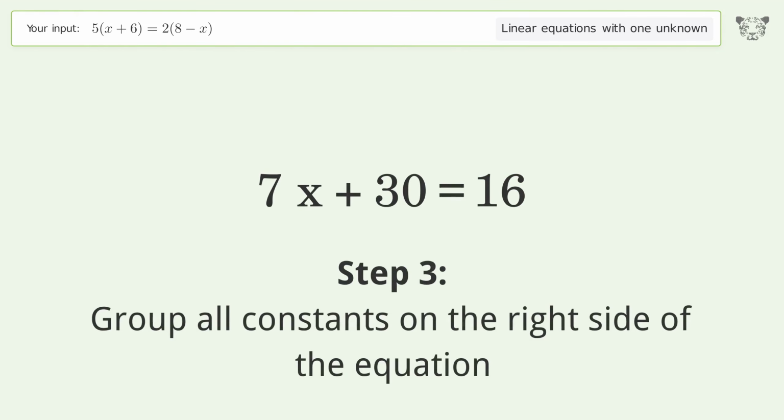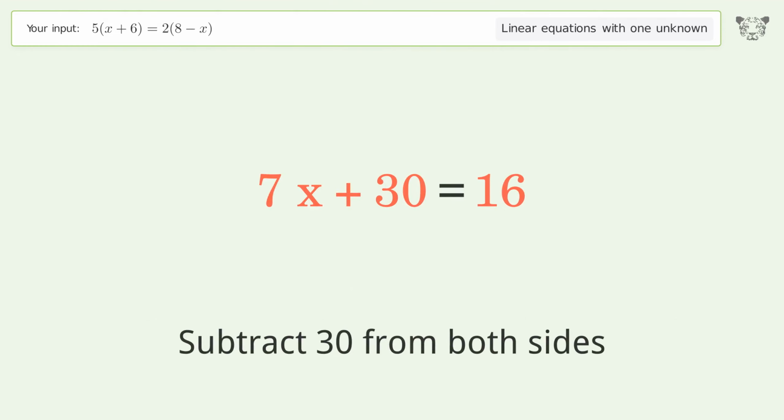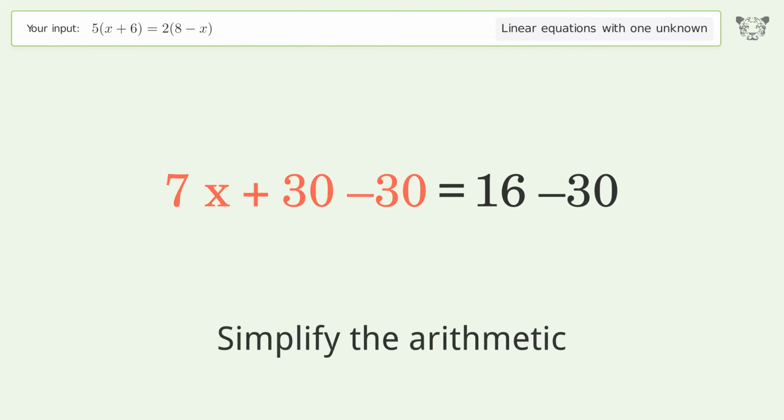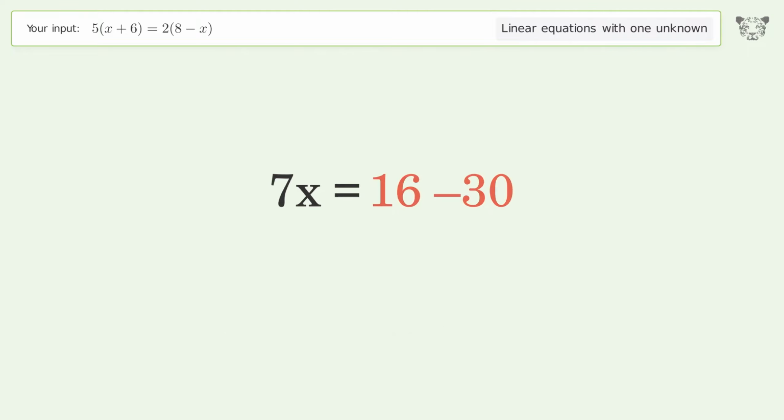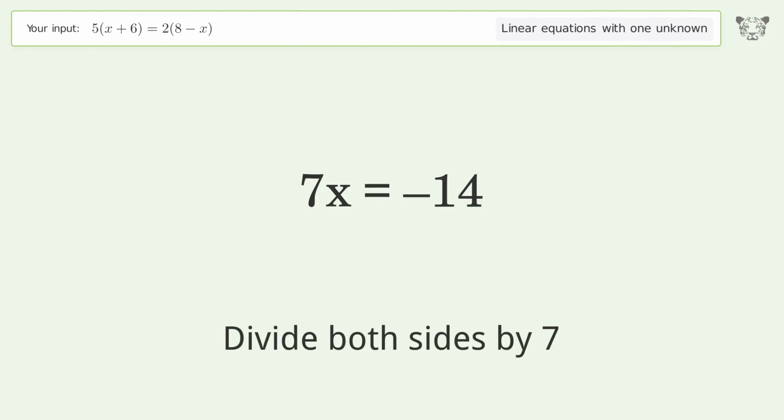Group all constants on the right side of the equation. Subtract 30 from both sides. Simplify the arithmetic. Isolate the x. Divide both sides by 7.